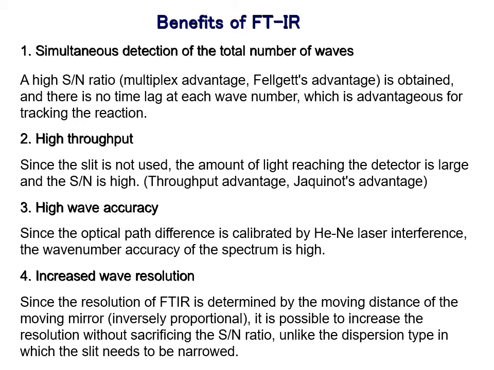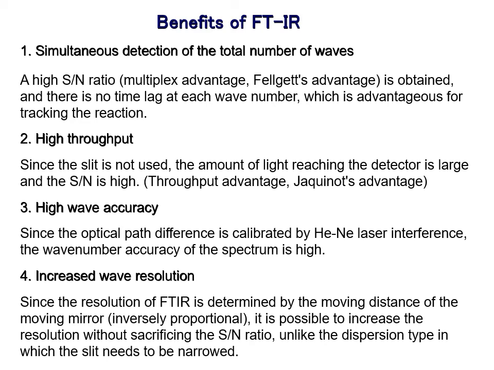Third, the wave number accuracy of the spectrum is high. This is because the optical path difference is calibrated using the interference of the helium-neon laser. Fourth, the wave number resolution can be increased. The resolution of FTIR is determined by the moving distance of the moving mirror, and the resolution that is inversely proportional to the moving distance can be obtained.